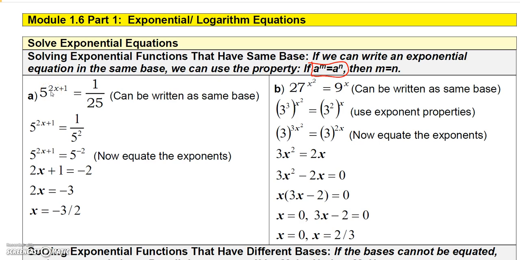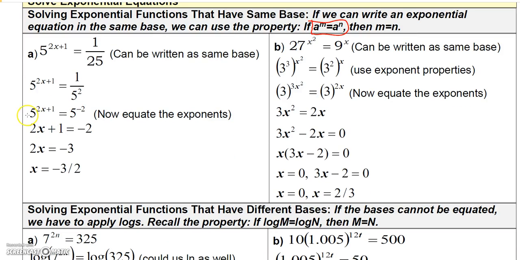So if you have 5 to the 2x plus 1 equals 1/25. Now you could solve these using logs, which I'm going to show you later, but you don't need to use logs here because you can write 1/25 in the same base as this expression over here, because 1/25 is the same as 1 over 5 to the second power, and that can be written as 5 to the negative 2 power.